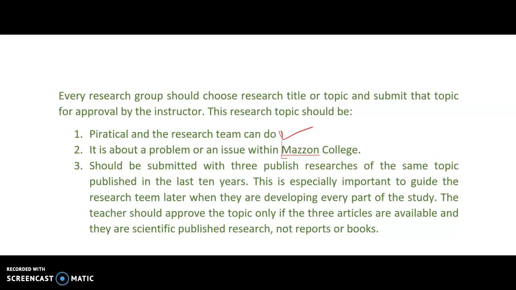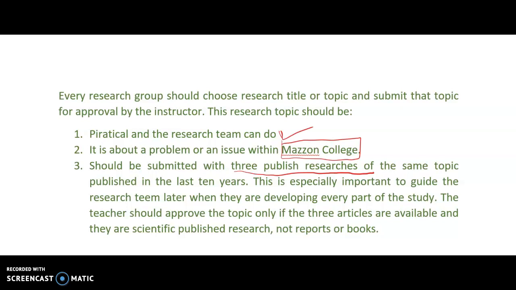And the reason we are linking it to Mazoon College is because we actually want you to do it on the spot. Okay, and then the submission should be, you have to provide us with 3 research publications on the same topic.